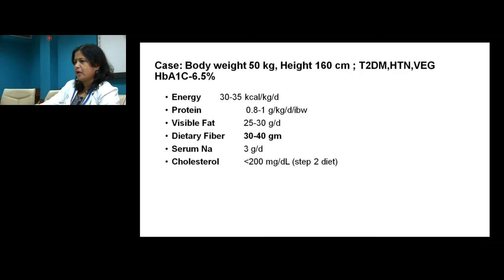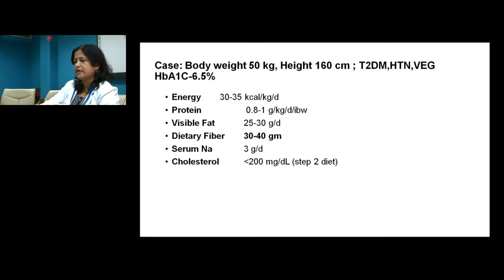This is a case history. One person has a body weight of 50 kg, height is 160 centimeter, and the diagnosis is type 2 diabetes mellitus, hypertension. The person is vegetarian, and the HbA1c is 6.5. That is borderline. For that case, we should prescribe at least 30 to 35 kilocalories per kg per day. Protein should be 0.8 to 1 gram per kg per day ideal body weight.